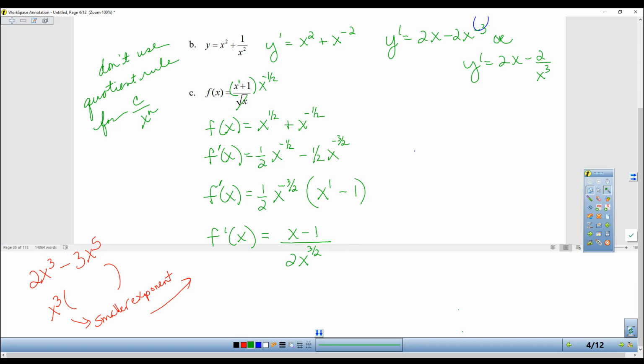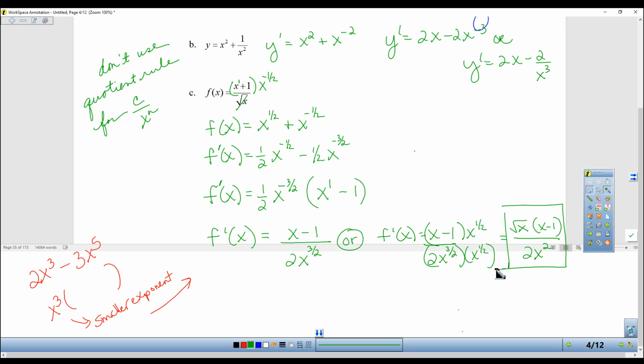Another good answer, though, is to multiply, or you could see multiplying the top and the bottom to make the bottom rationalized. So if you multiply the top by x to the 1/2 and the bottom by x to the 1/2, that's what you need. You need another 1/2 to make that into a whole number. That would give you square root of x times x minus 1 over 2. Now this is 4/2, which is x squared. That's a pretty complicated answer there.